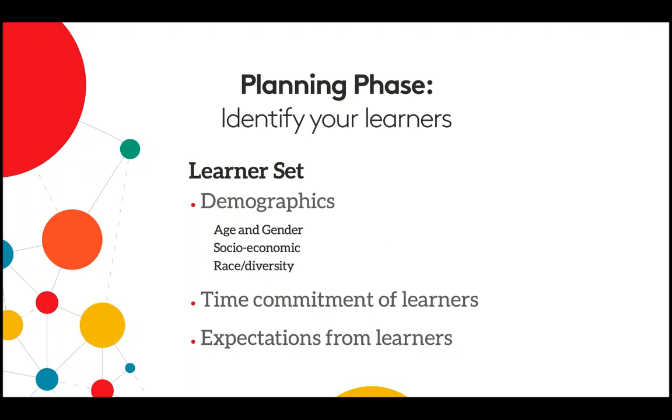And then the other idea with identifying your learners is understanding their time commitment. So when they sign up for your course, for your program, do they know what they're signing up for, and what are you advertising to them that they're signing up for? Are they working professionals? Are they full-time students? Are they part-time students and part-time working? Understanding some of that time commitment can help you develop better activities that work with their time frame and work with the expectations that are set forth for them.